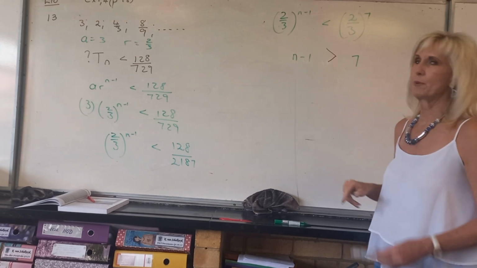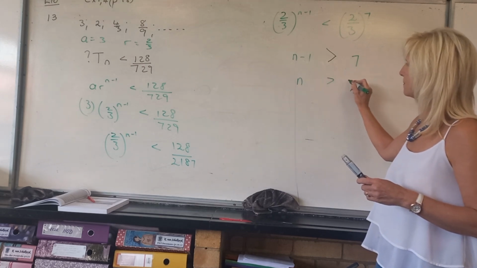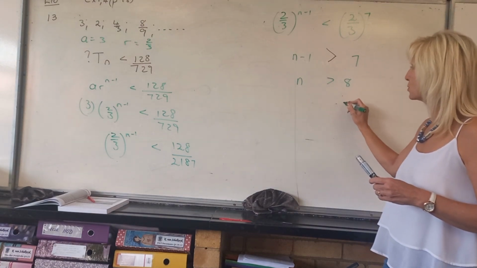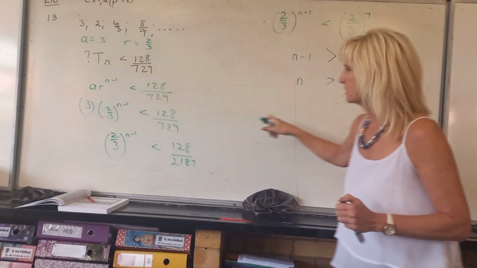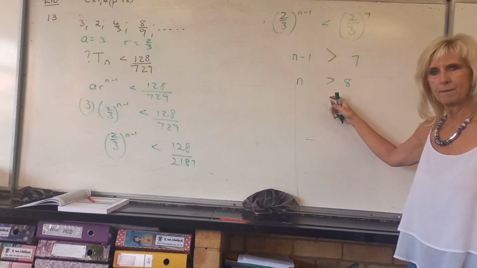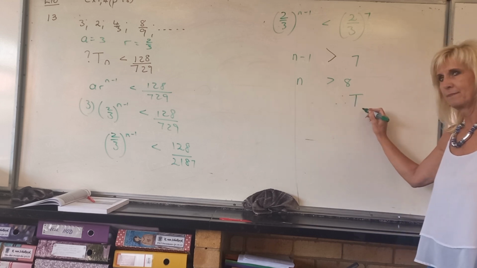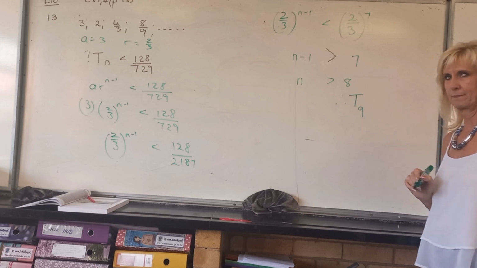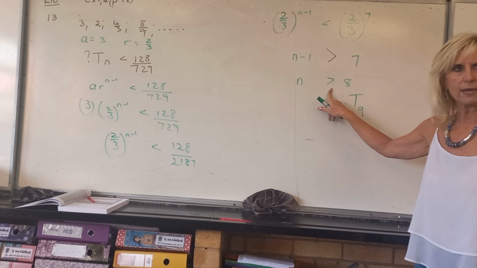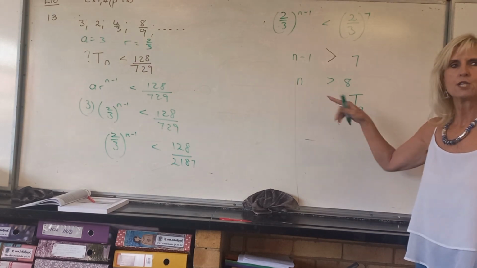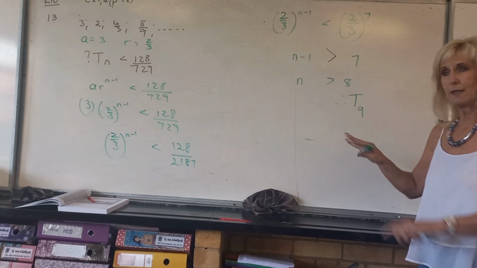If you didn't swap it around, now your answer is going to be n is bigger than 8. So that means which term is going to be less than? What is the term that's going to be less than? Which term? 8. It's not the 8th one. It must be bigger than 8. It can't be 8. It must be bigger than 8. So which is the term bigger than 8? Term 9. And the sum is now done.